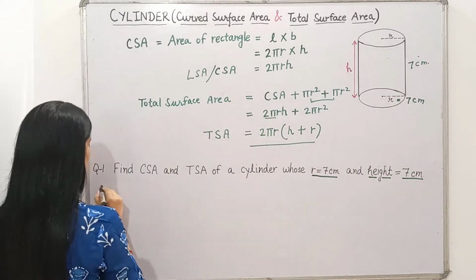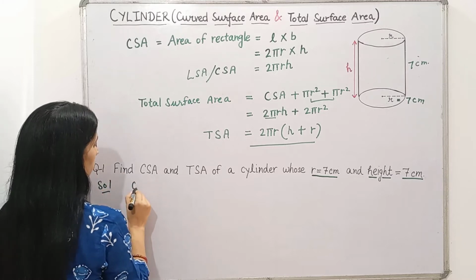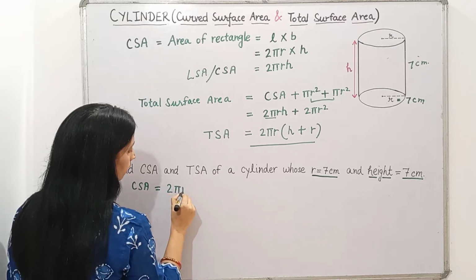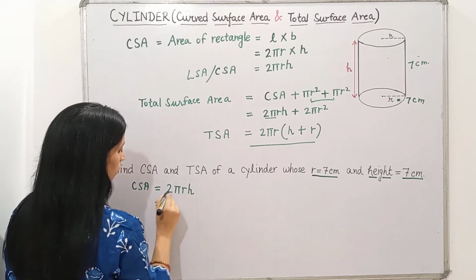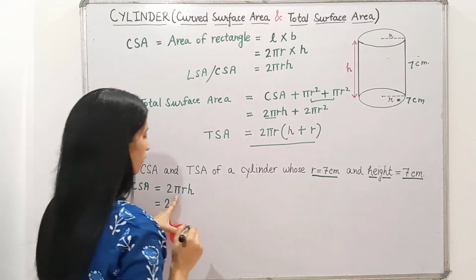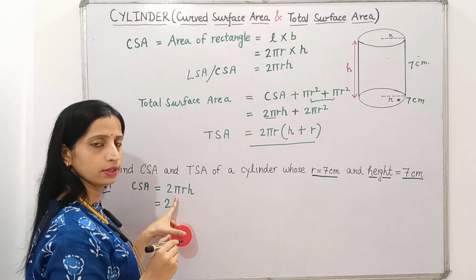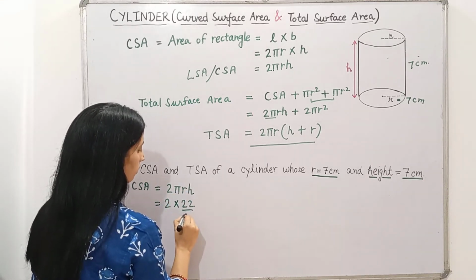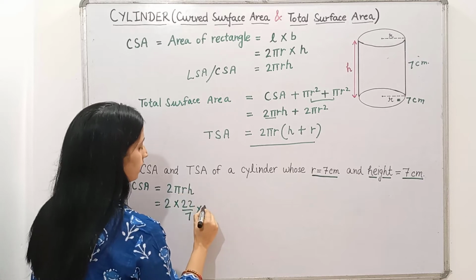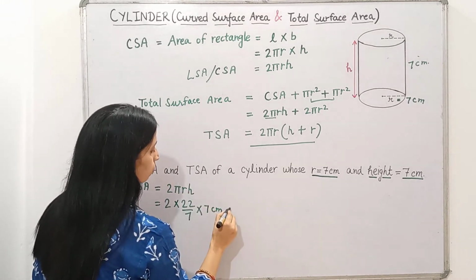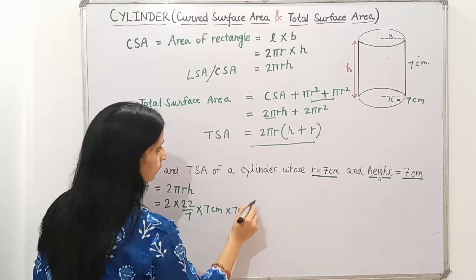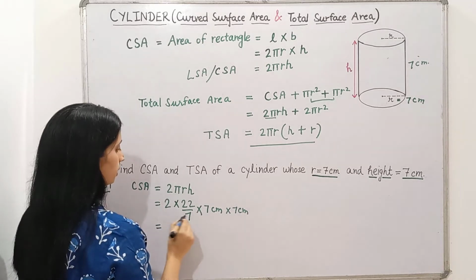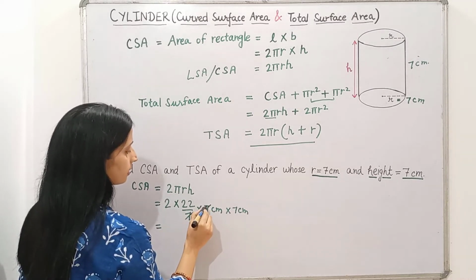Now we will use these formulas. The formula for CSA, curved surface area, is equal to 2 pi r h. So let's write 2, and the value of pi is 22 by 7 or 3.14. Here we will use 22 by 7 multiplied by r is 7 cm and h is also 7 cm. This is given in the question. Now this 7 cancels this 7.